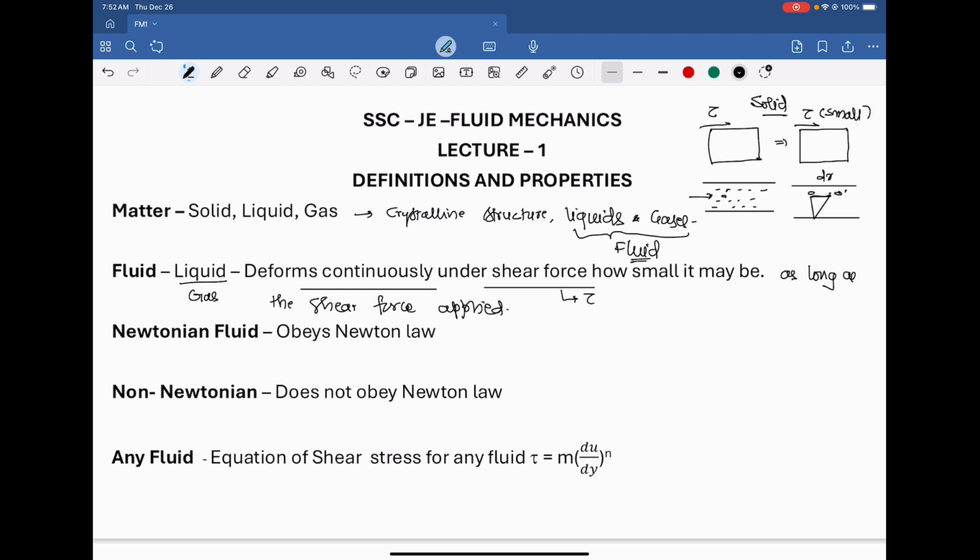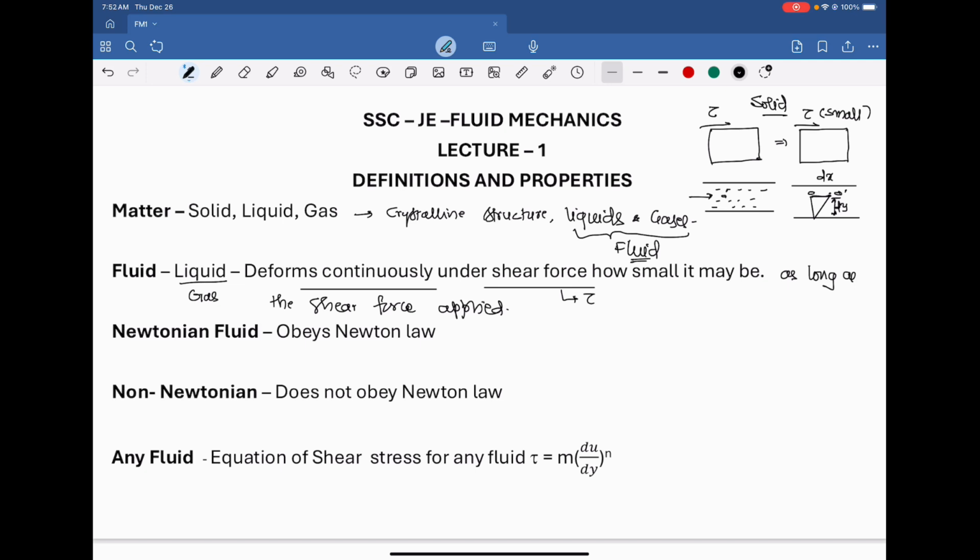This is dx, this is y, or dy you can call. Sorry, this is dx dy. Now you just see a small amount of shear force when applied to a liquid, then it deforms, that starts moving.